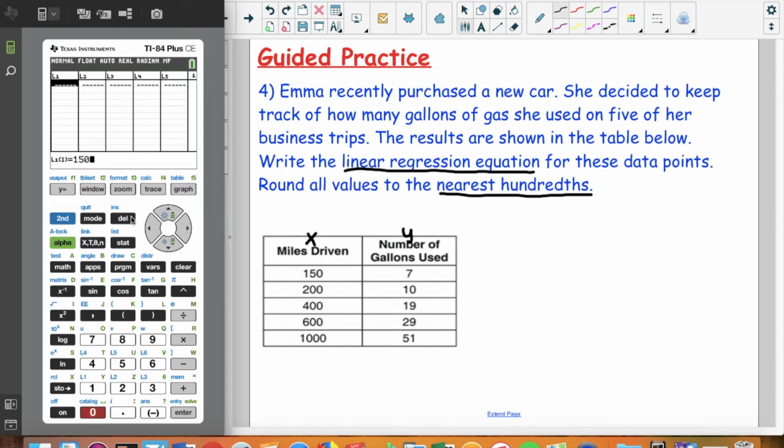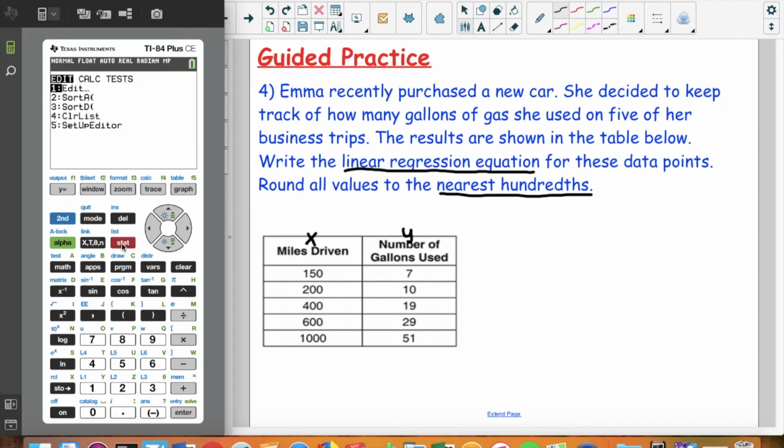All right? So now let's type in our values. We have 150, 200, 400, 600, 1,000. In the second column, we have 7, 10, 19, 29, and 51. So our two columns line up. That's a good sign. So let's go to lin reg.